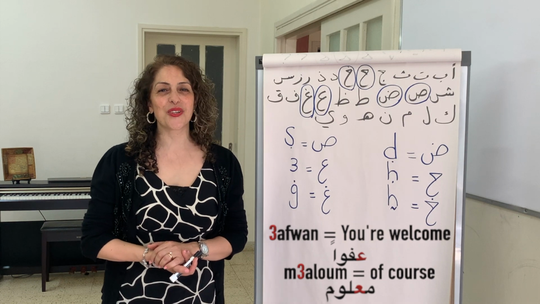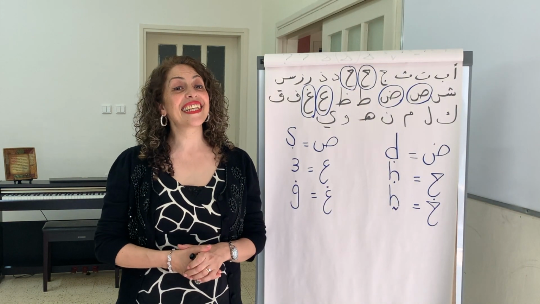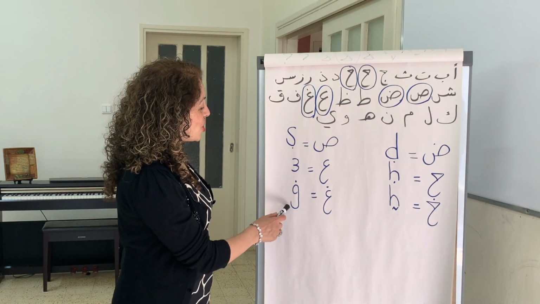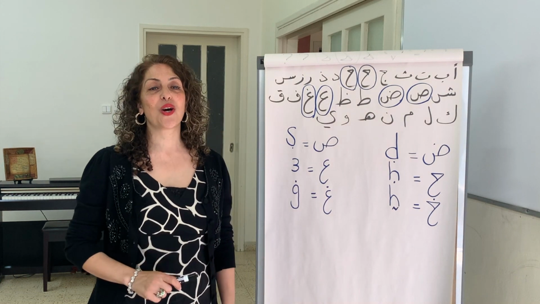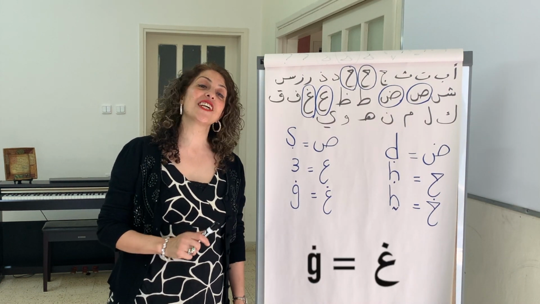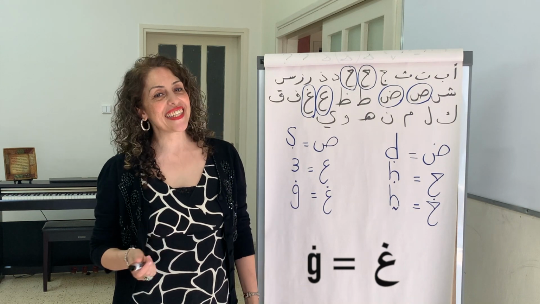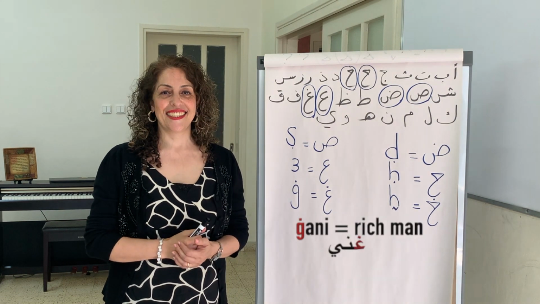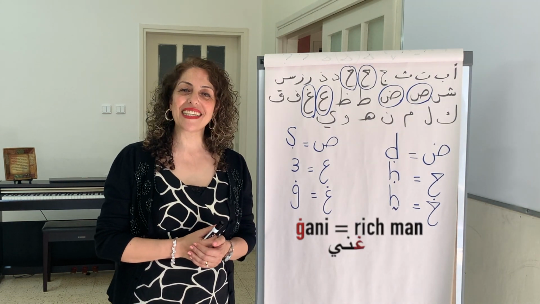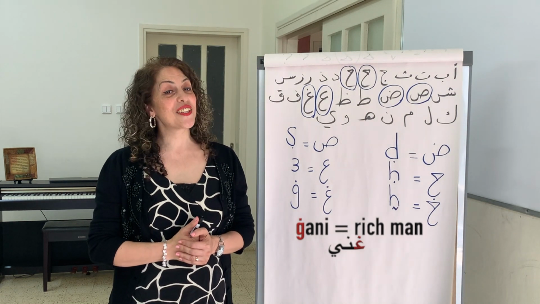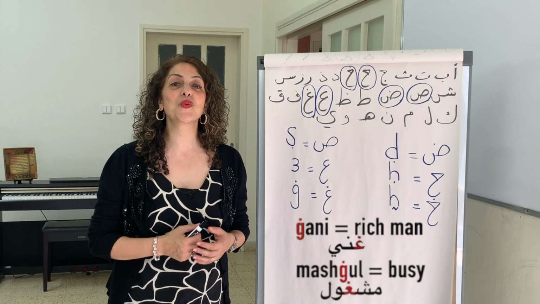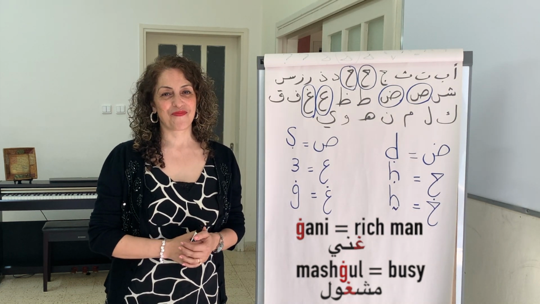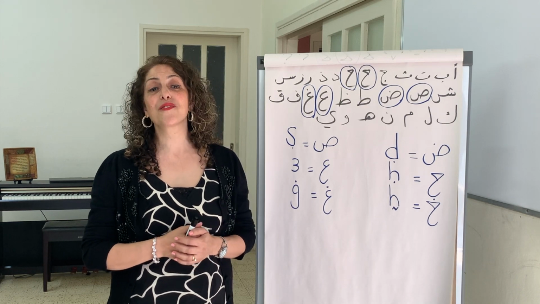which means of course. And the last letter is ghain, and I will write it with a G with a dot on top of it. This sounds like the French R in the word Paris. Let's take some examples. غني, which means a rich man. Another example is مشغول, which is busy.